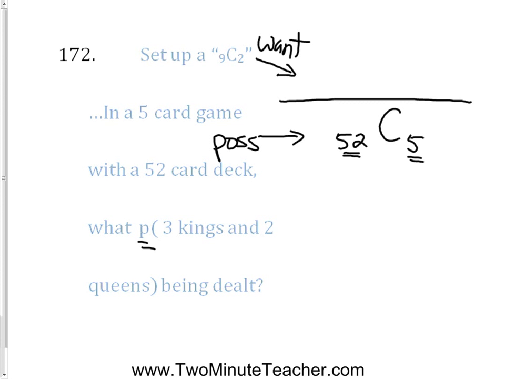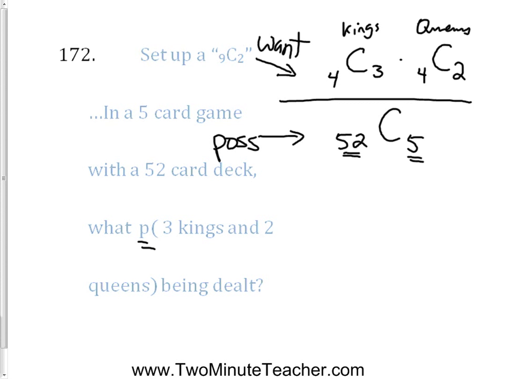On the top, there's 2 things we're talking about, kings and queens. And how many kings are there in the deck? There's 4, and I want to choose to get how many of them? I want 3 kings. Multiply your possibilities. And with the queens, there's 4 in the deck, and I want to choose to get 2 of them.